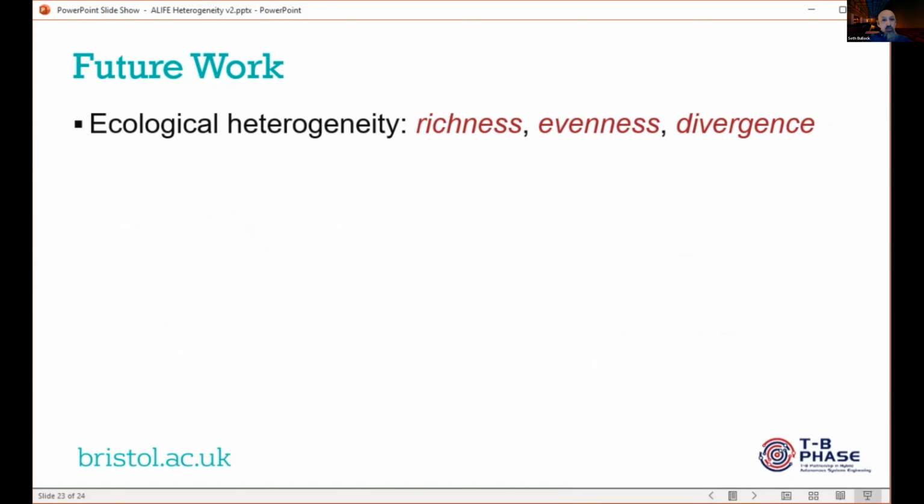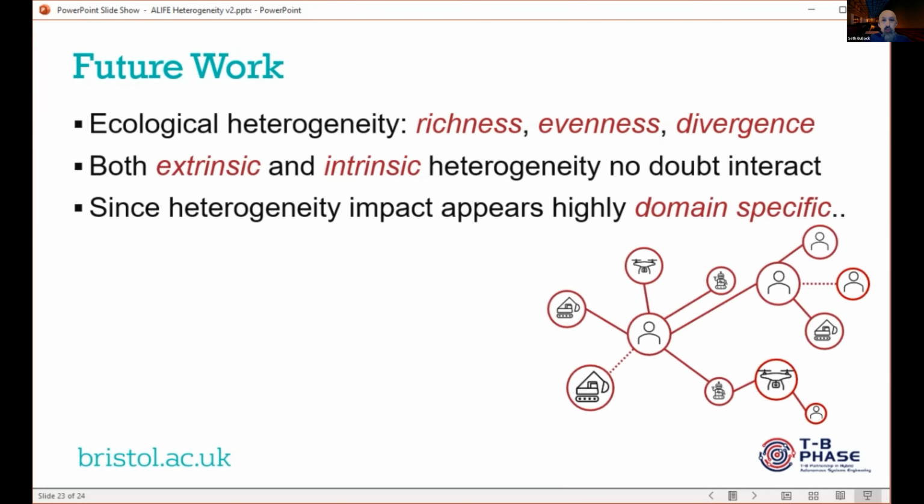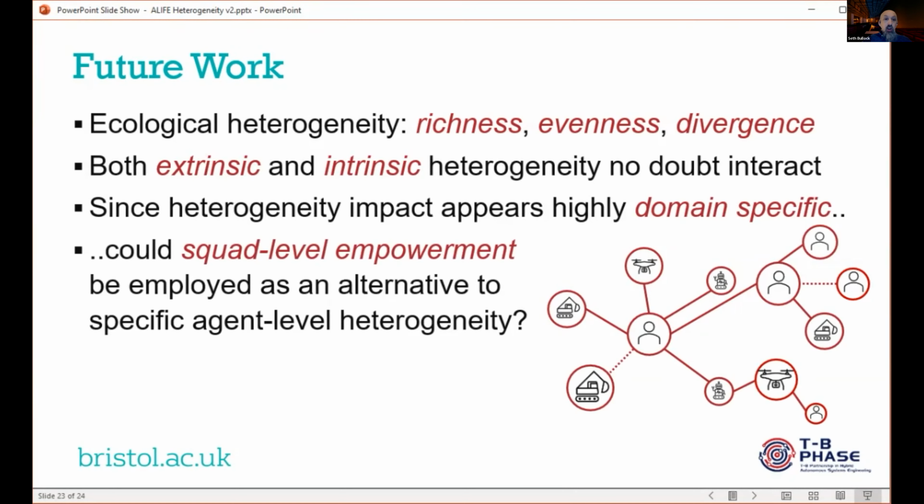Things to do next. Ecology actually has a much more advanced notion of heterogeneity than we've used so far, dividing it into different kinds of part, and we're interested in exploring those. We've so far just looked at intrinsic heterogeneity, but intrinsic and extrinsic clearly interact, and we should be considering them together. But the most interesting idea that Chris has had, I think, is that given this domain specificity of the impact of heterogeneity, maybe we could employ something more generic, like a squad level empowerment measure.